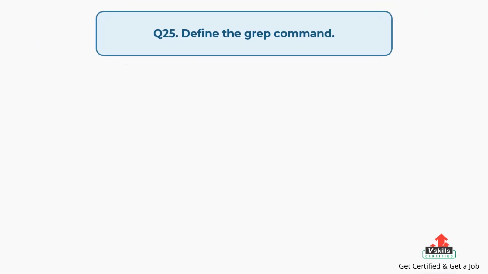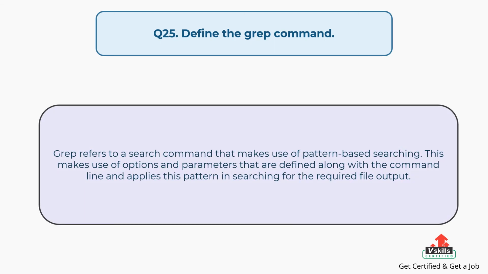Question number 25. Define the grep command. The answer is grep refers to a search command that makes use of pattern-based searching. This makes use of options and parameters that are defined along with the command line and applies this pattern in searching for the required file output.